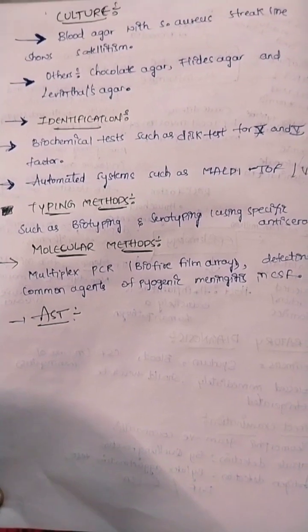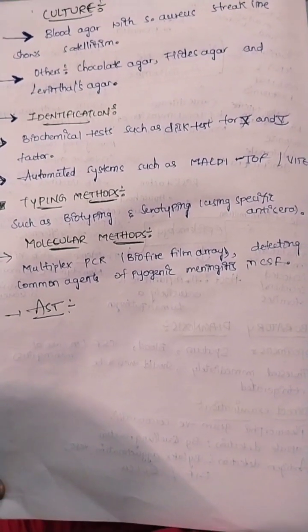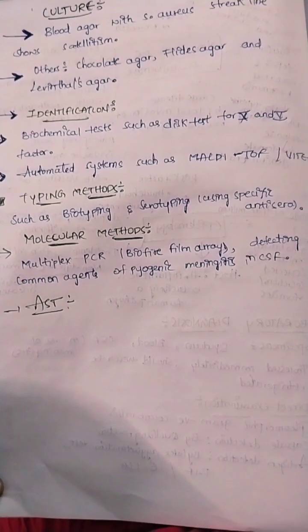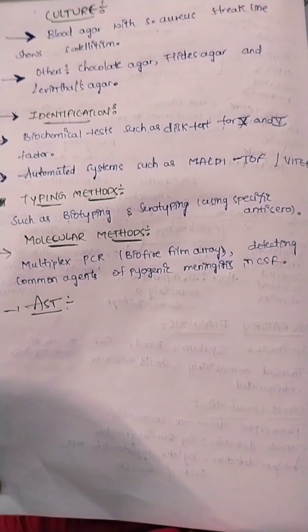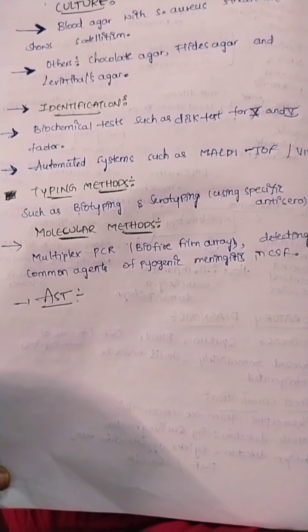Okay. Typing methods are biotyping and serotyping. Usually specific antisera will be needed. Molecular methods are multiplex PCR, biofluorescence, detecting common agents of pyogenic meningitis in CSF. Antimicrobial susceptibility test is done.